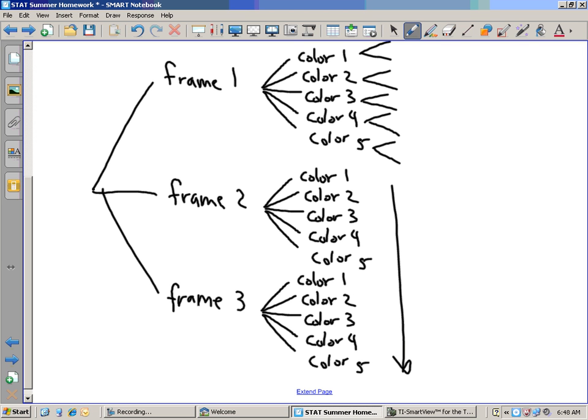So the number of ways that we can choose a frame in this context, where there are 3 frames, 5 colors, and 2 mat boards, is going to be 3 times 5 times 2. So we get a total of 30 different choices, which happens to be 3 times 5 times 2.